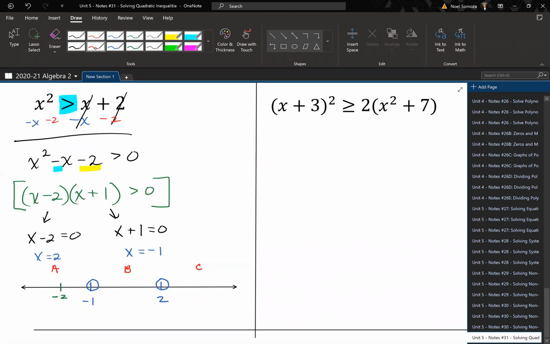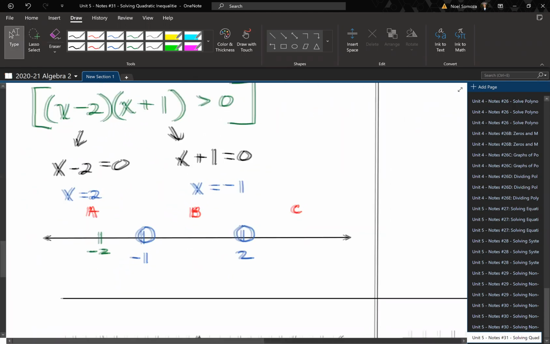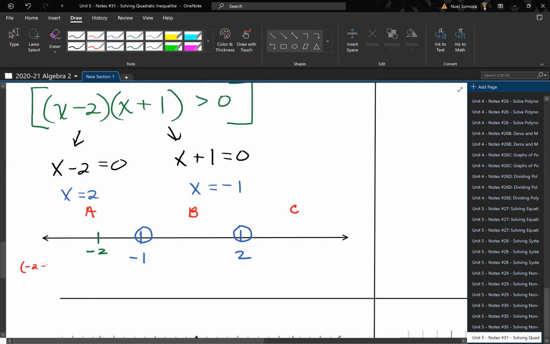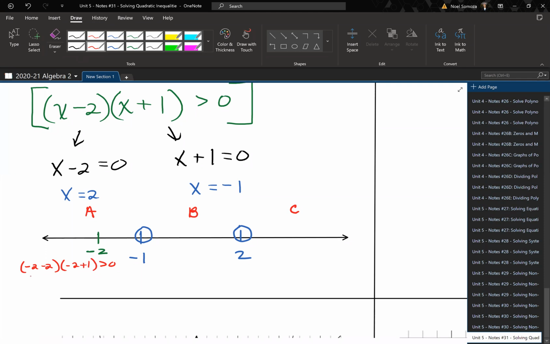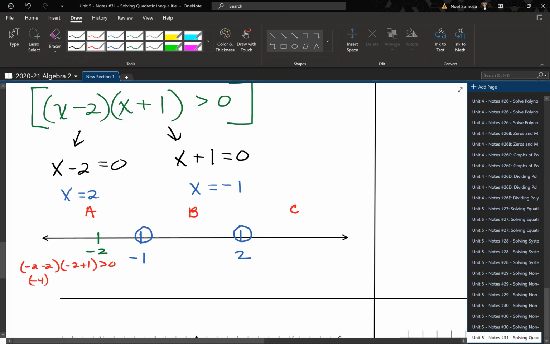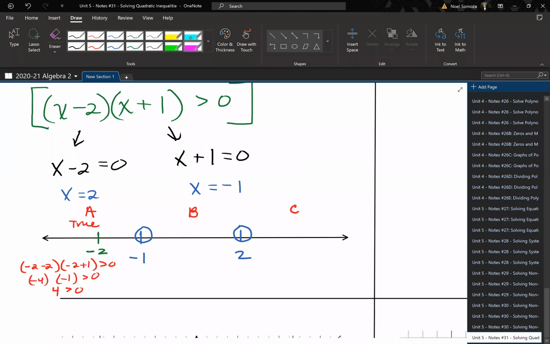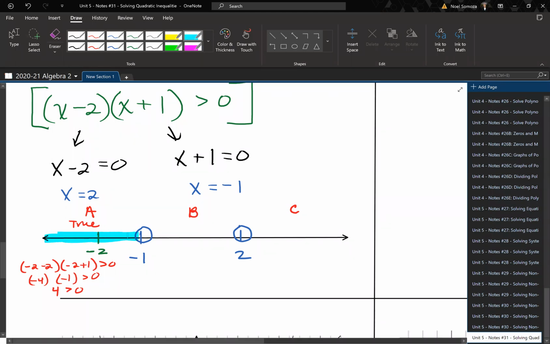Okay, so we'll test it as negative 2 minus 2 times negative 2 plus 1, and we're testing to see if that's greater than 0. Negative 2 minus 2 is negative 4, and negative 2 plus 1 is still negative 1. So negative times negative is positive, so 4 is greater than 0. That would be true. So then this interval is part of our solution set, everything from negative infinity till we get to negative 1.